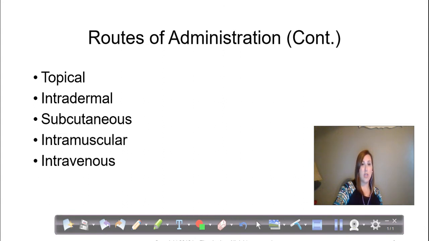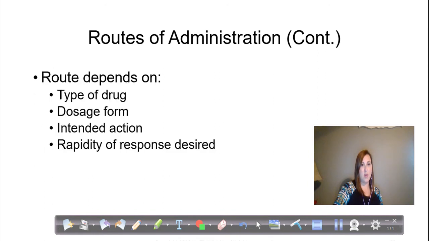We talked about that Toradol and Kenalog as well. Intravenous is IV, so into a vein. Antibiotics might be given that way, or fluid might be given that way. So the route of administration really depends on the type of drug, the dosage form or what's available, the intended action, so what's the goal of giving this medication, and how rapid the response you want to achieve. So is this an emergency situation? Can the patient wait, or do they need it right away?